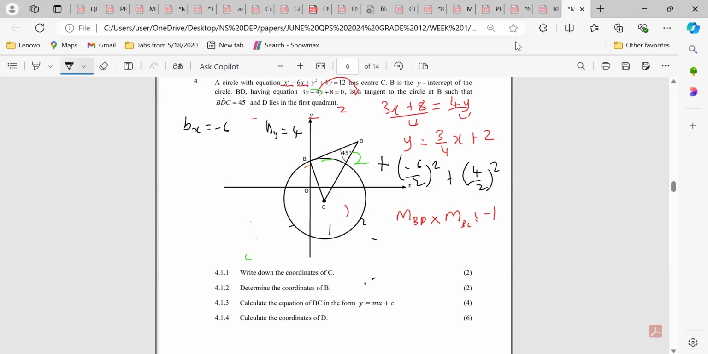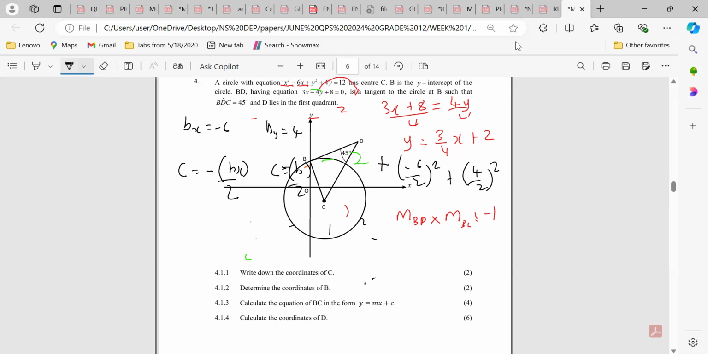Then the formula that we're going to use to get the center, C, is going to be given by minus open bracket B of x all over 2. And then you can also have C, which is going to be equal to minus B of y, there's a minus outside, all over 2.